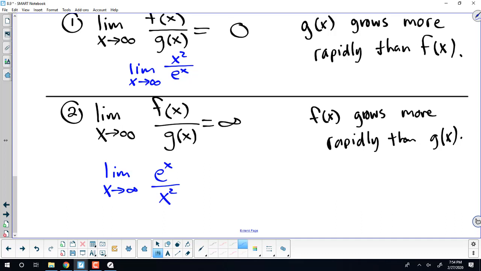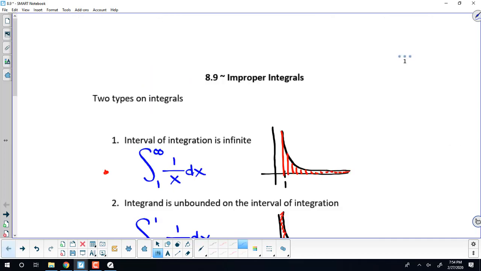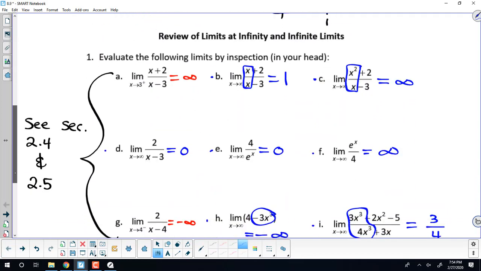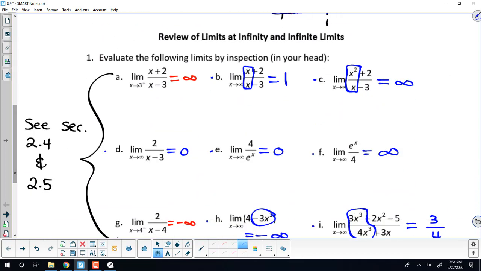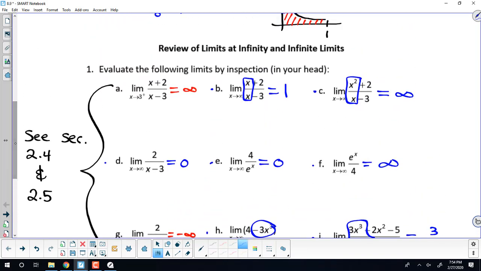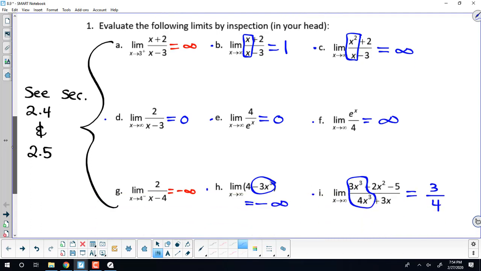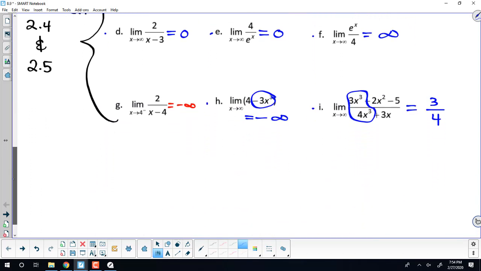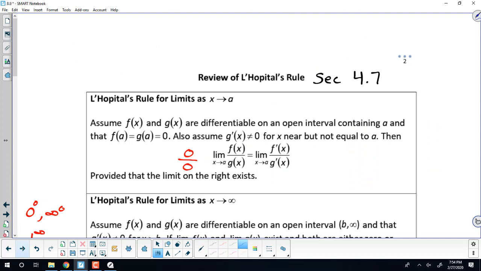So it applies to some of these limits on the first page as well, like this one here. We've got an x squared over an x. The x squared is growing much more rapidly than the x does. That's infinity. Part B, they're growing at comparable rates. So we can still look at limits at infinity through that lens a lot of times. And what it allows us to do is bypass L'Hopital's rule a lot of the times.